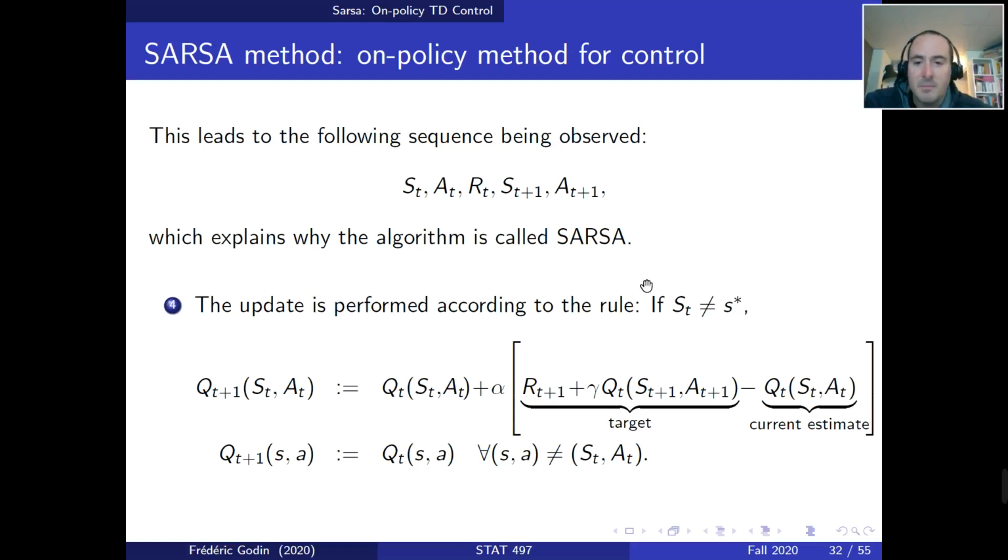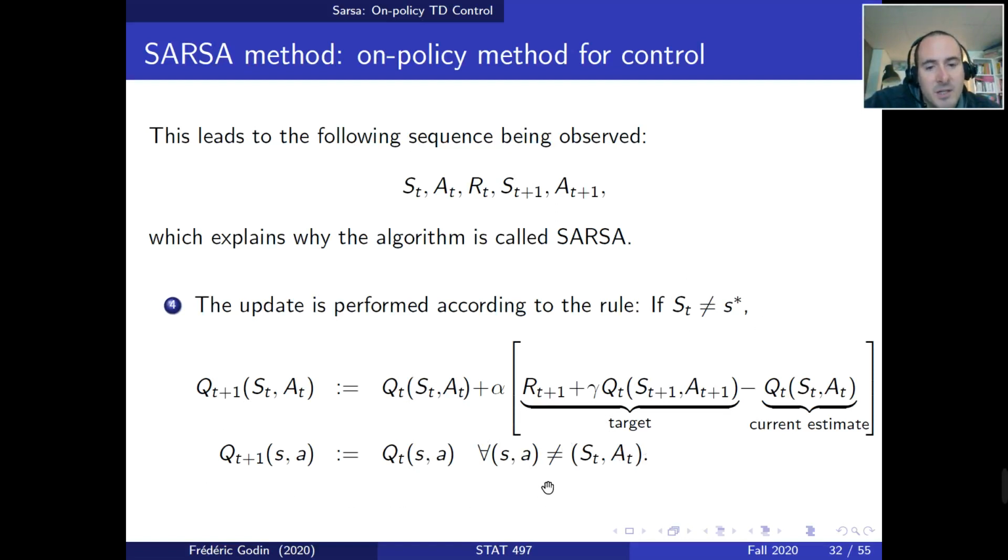Well, at every time step, what's going to happen is the following. Provided that your time t state is not the terminal one, because of course if you're in the terminal state at time t, you know the value of that state is 0, so you can stop there and there's nothing to do. But if you're not at the terminal state at time t, then we'll start with the second equation here.